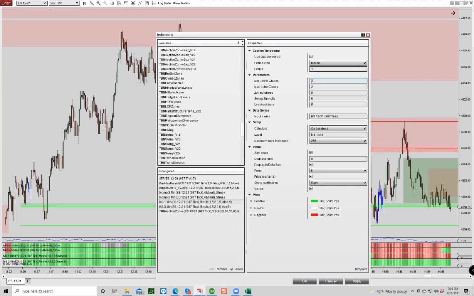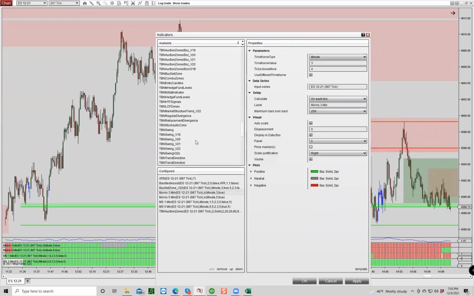I'm using the same settings here, 3. And then I also applied a 5 minute. I'm going to change the title of this one while I'm in here, and you can label them here so you don't get confused, by the way.